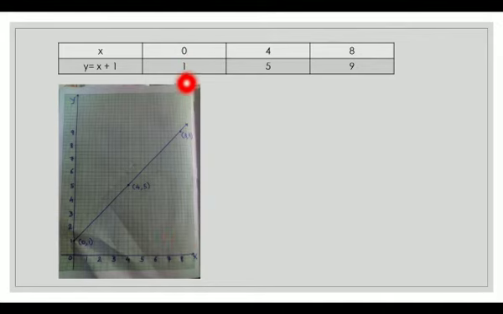So when x is 0, y is 1. So the point is over here, 0, 1. When x is 4, y is 5. Here is the point 4, 5. When x is 8, y is 9. So here is the point 8, 9. So all 3 points pass through a straight line. So this is the graph.